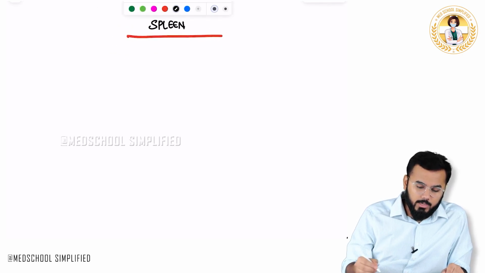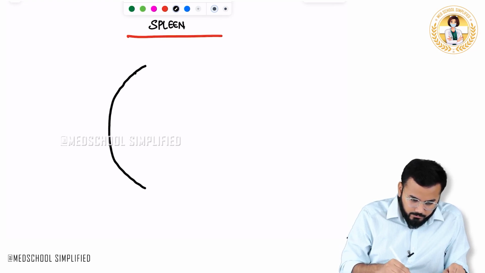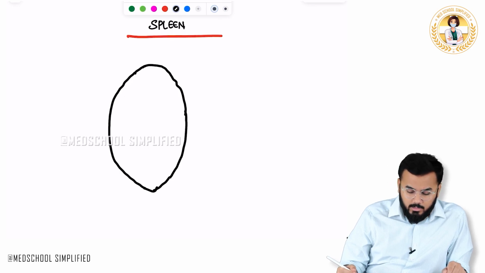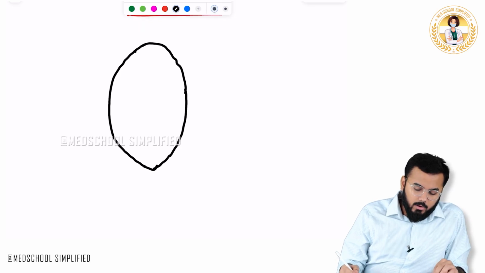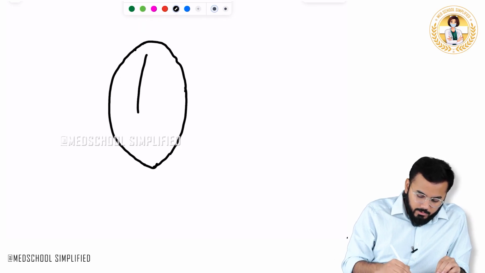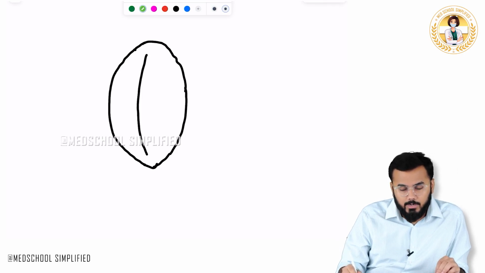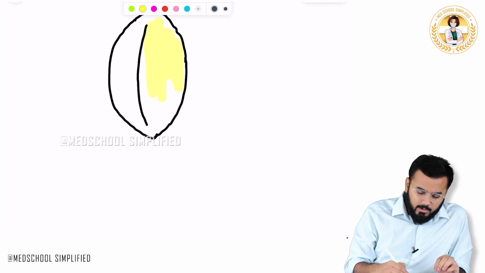Now here, in the picture which I am drawing right now, this is the structure of the spleen. This spleen is called a wedge shaped spleen. In this wedge shaped spleen, if I draw a line like this, you have some specific important parts. What are those important parts? See this part which I am shading right now.